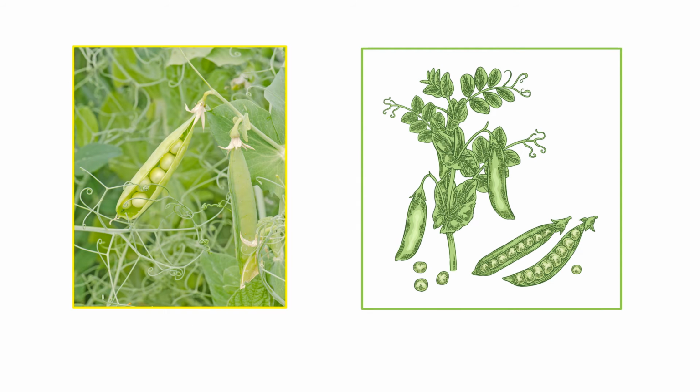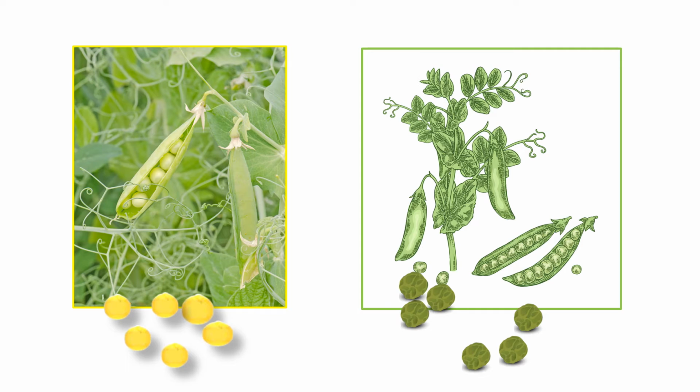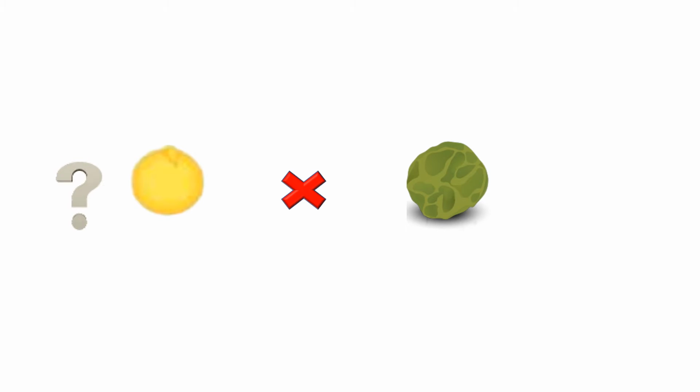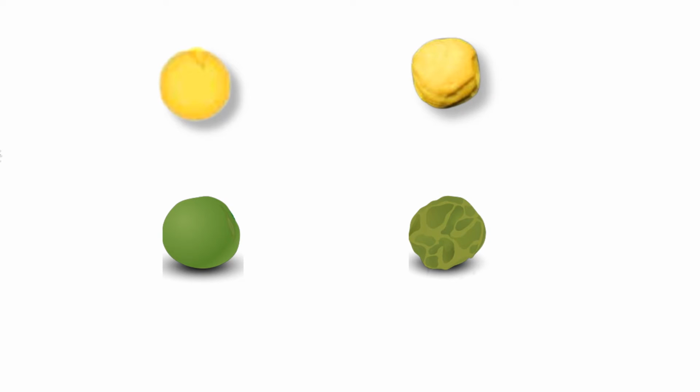Mendel crossed a plant that produced round yellow seeds with a plant that produced green wrinkled seeds. Round seeds are dominant over wrinkled seeds. Yellow seeds are dominant over green seeds.